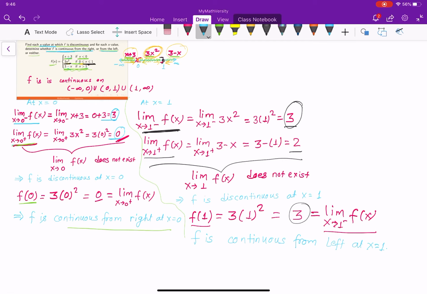But if one of the limits, let's say the left side limit or the right side limit, is equal to the value of the function, then it will be continuous from the right or left, depending on which limit is equal to the value of the function.